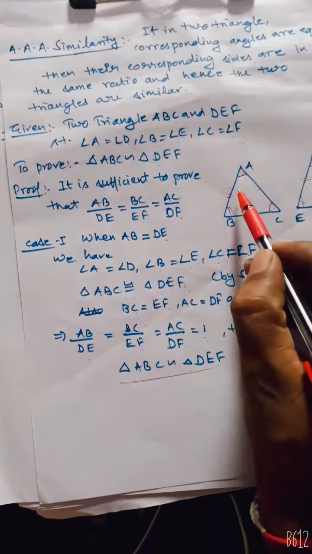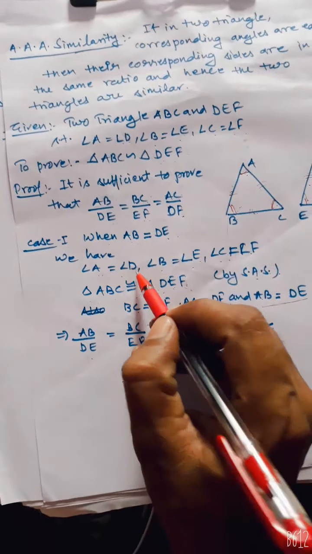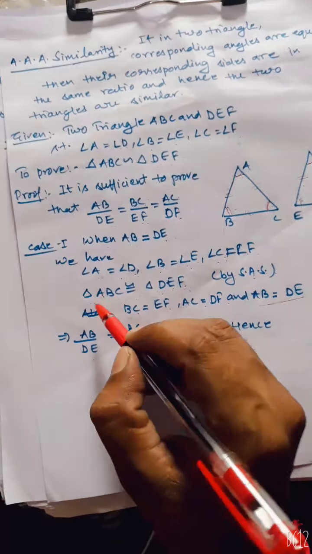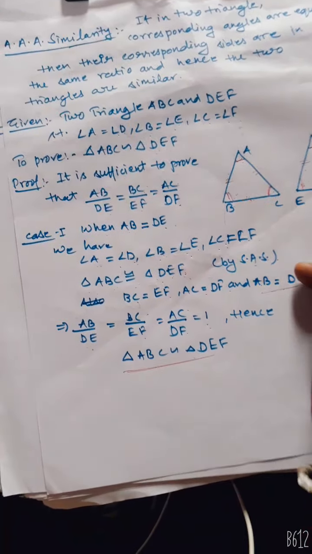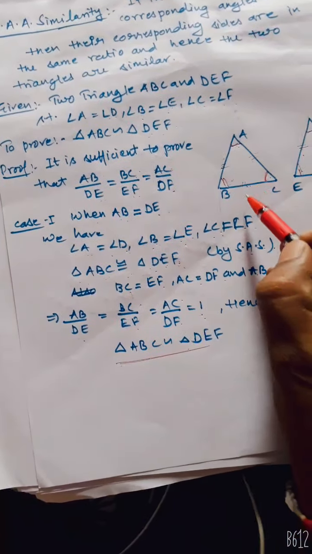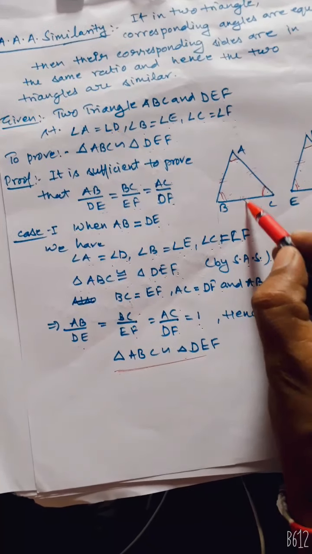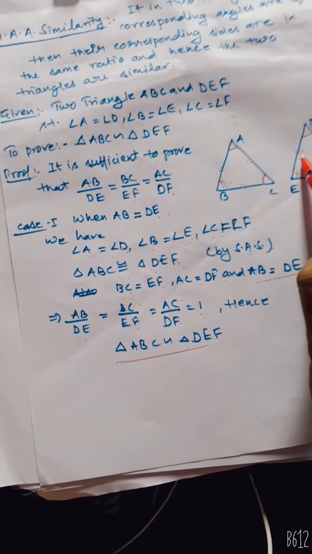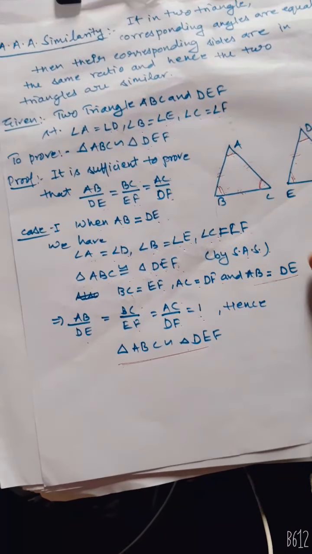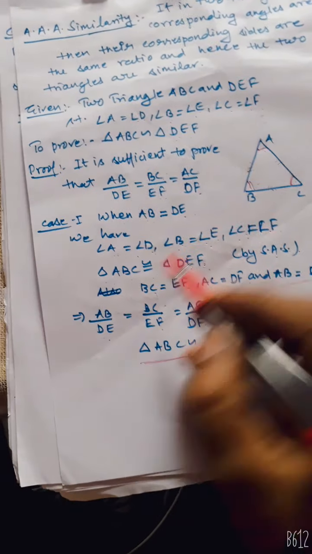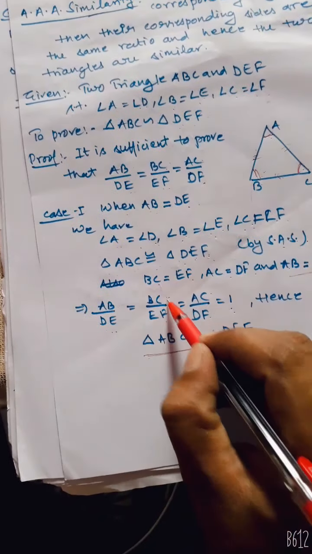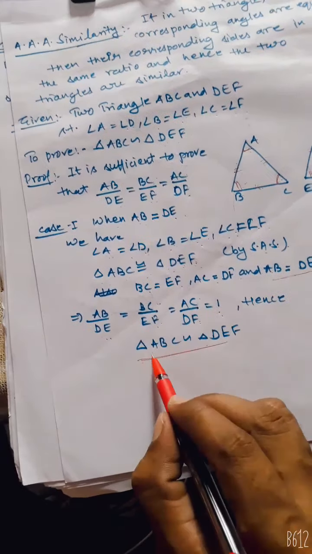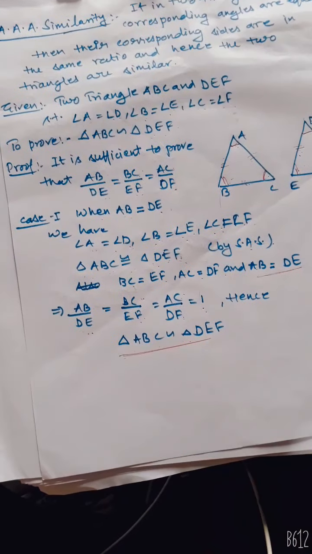When AB equals DE, in this, angle A equals angle D, angle B equals angle E and angle C equals angle F. Now we can say triangle ABC is congruent to triangle DEF. Once they are congruent to each other, then their remaining sides, that is BC equals EF and AC equals DF, and already we have assumed AB equals DE. Once each side of both triangles is equal, we can write the proportion, that is AB upon DE equals BC upon EF equals AC upon DF, each equal to one unit length. So we can say triangle ABC is similar to triangle DEF.